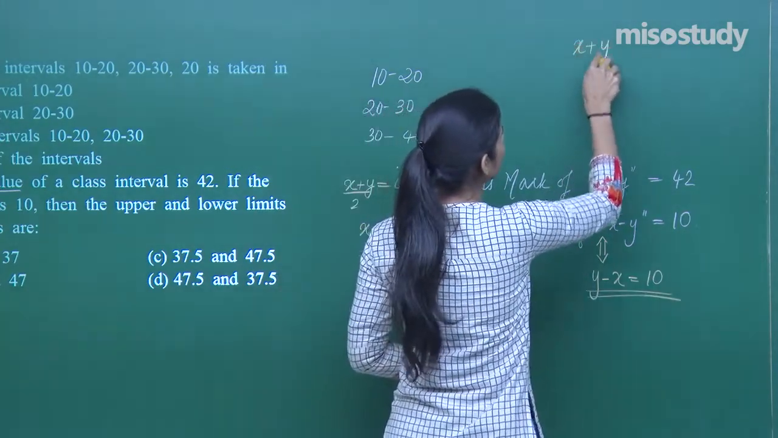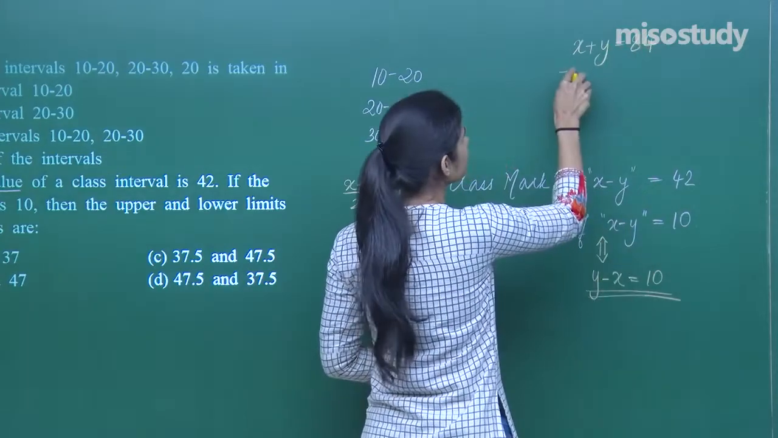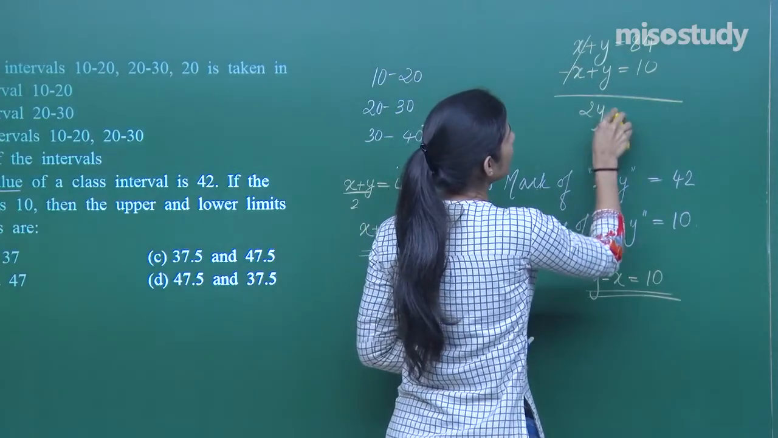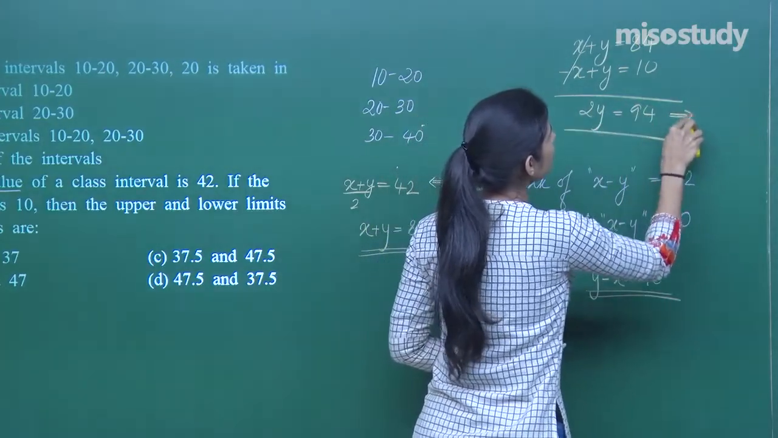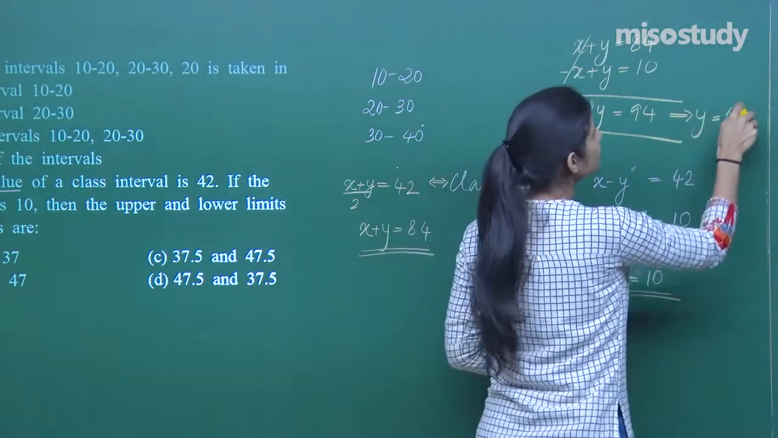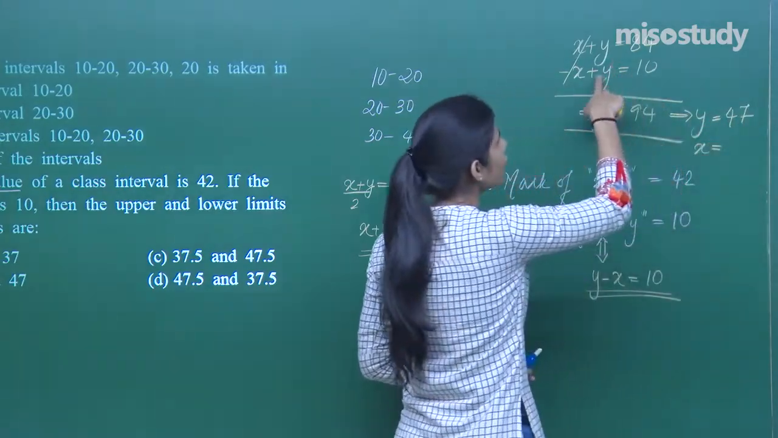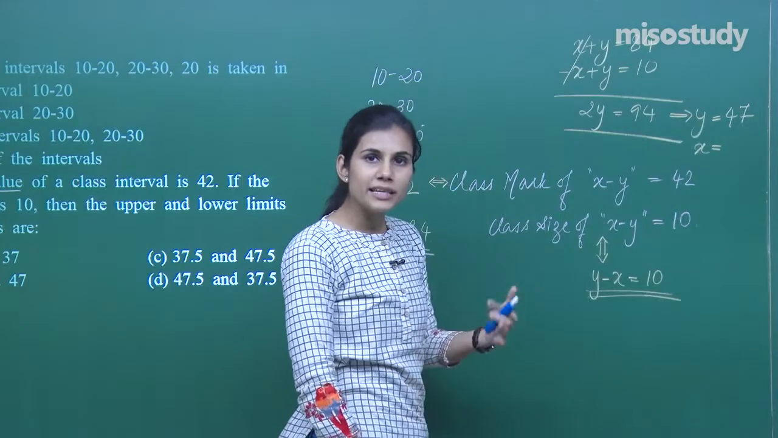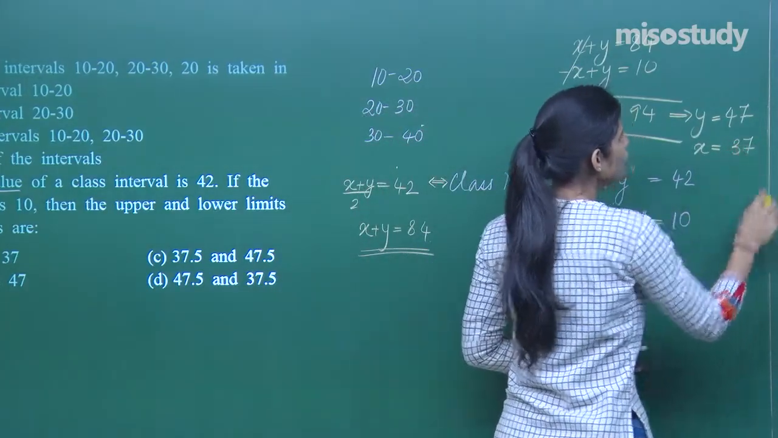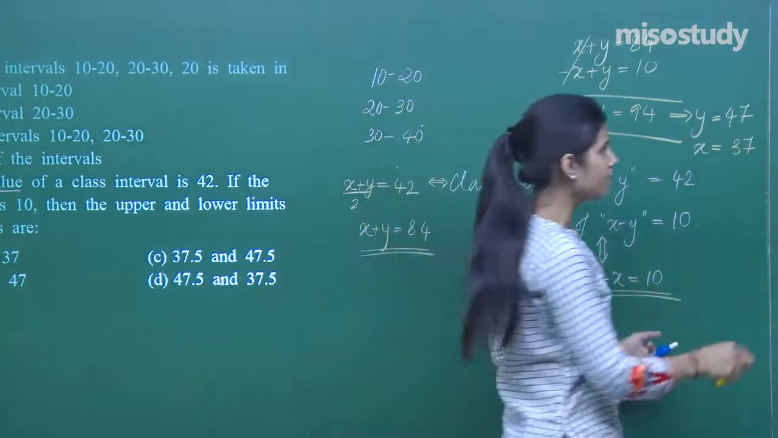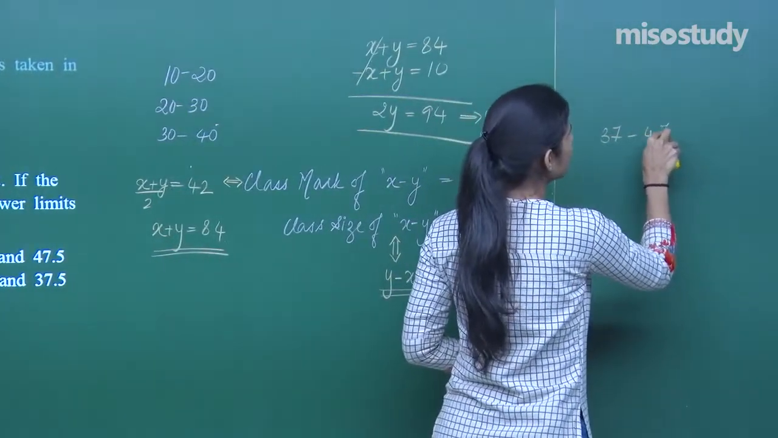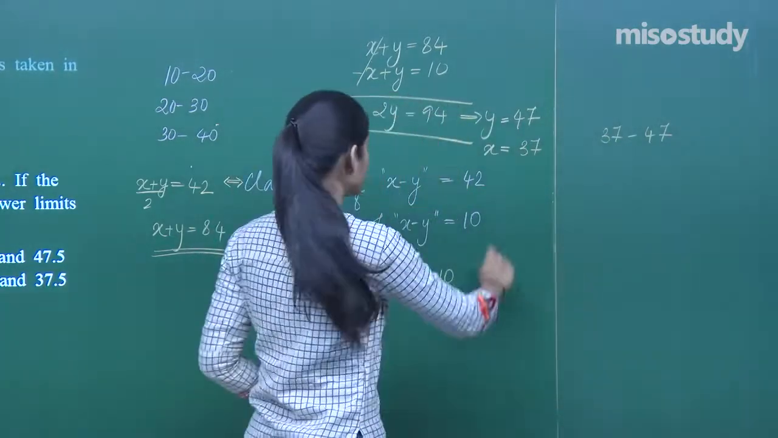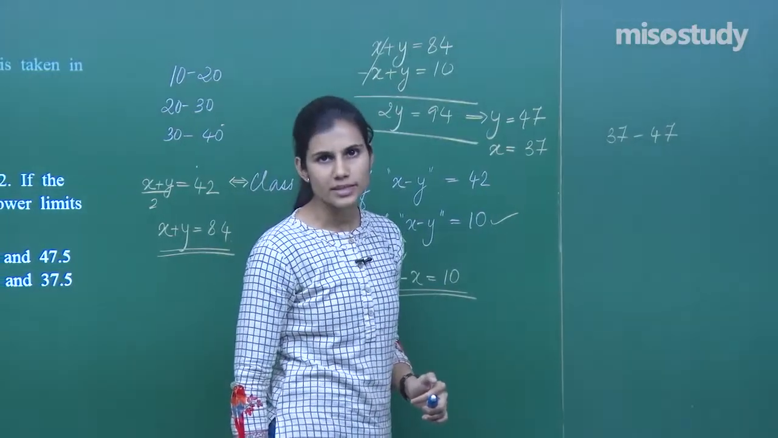You have x plus y is 84 and minus x plus y, or y minus x, is 10. When you add, you get 2y equals 94, which implies y equals 94 upon 2, that is 47. And if y is 47, what is x? Minus x is 10 minus 47, so minus x is minus 37, or x is 37. So your class interval is 37 to 47. You can see that if 37 to 47 is the class interval, what is the class size? 47 minus 37, which is 10. So yes, y minus x is 10, or the class size of the x to y class interval is 10.